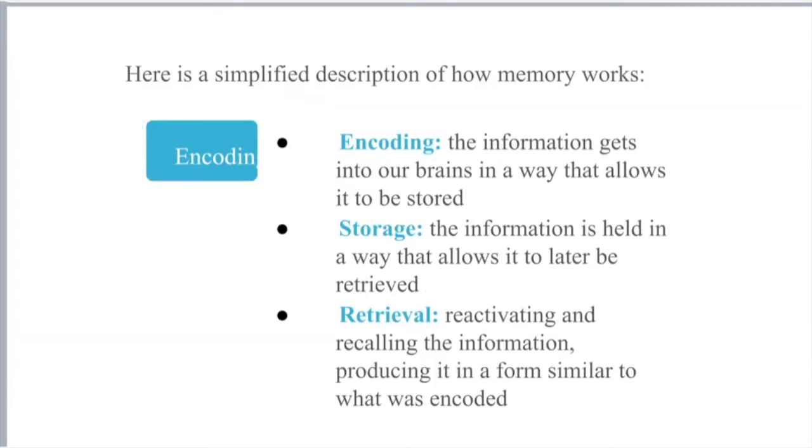So we're going to start here and just look at this simplified description of how memory works. You have three steps in the process. You have encoding, you have storage, and you have retrieval. Now all of them are step-by-step processes. The first thing that you do is you encode information. That's how the information gets into our brains in a way that allows it to then be stored. Storage is that the information is held in a way that allows it to later be retrieved, and retrieval is reactivating and recalling the information, producing it in a form similar to what we encoded.